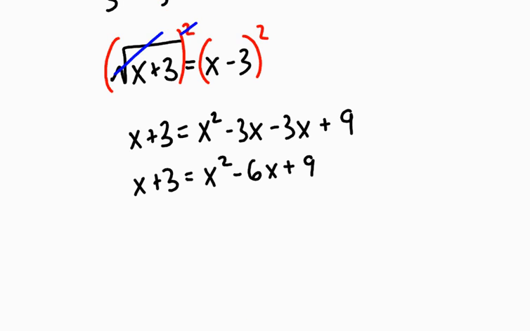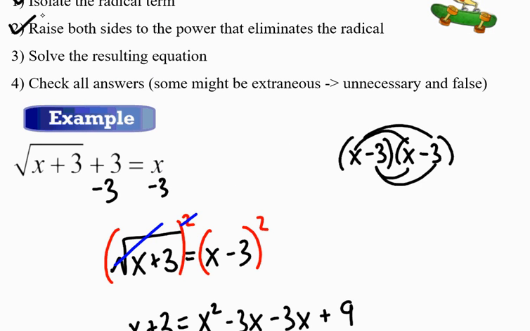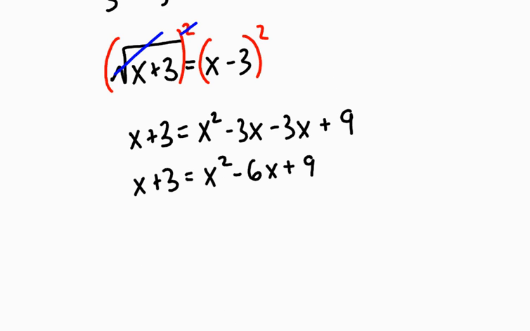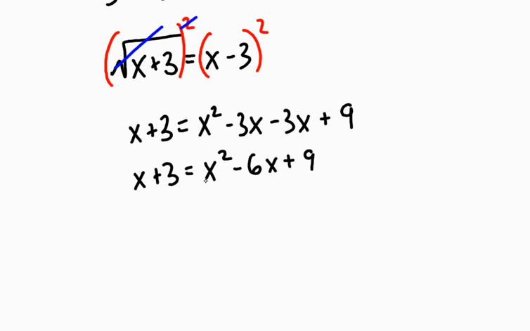Now I've done step 2. Now, step 3 is just solve the resulting equation. Well, this is a quadratic, and almost every quadratic we solve, we need one side equal to 0. So I'm going to subtract x and subtract 3 from both sides. When I do that, I'll end up with negative 6x. If I subtract another x, I'll be at minus 7x. If I subtract a 3, I'll then be at plus 6. So now I can solve it by factoring.